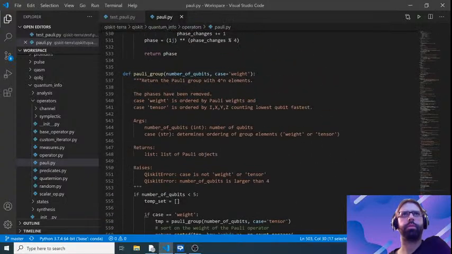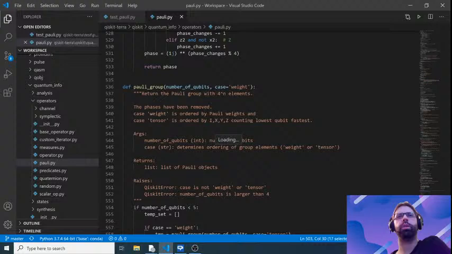Okay. Pauli group, return the Pauli group with the phases removed. Case weight is ordered by Pauli weights and case tensor is ordered by... Maybe I should clone. Okay, so wait a second. Jose is saying, roughly speaking, it is more complicated. T is a super operator and M a positive matrix. Hence, the trace of TM is smaller than the trace of M, trace decreasing. And TM is a positive matrix, nearly completely positive.